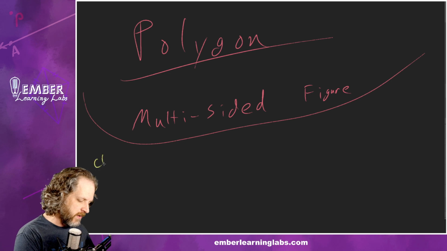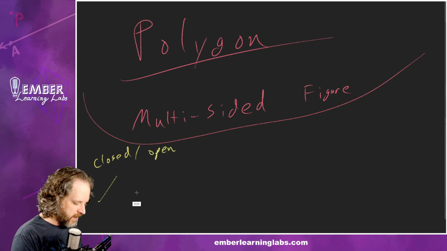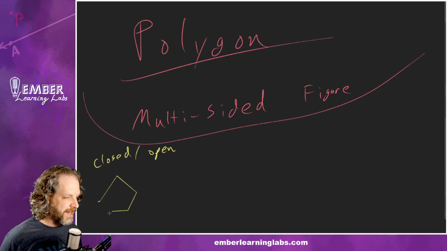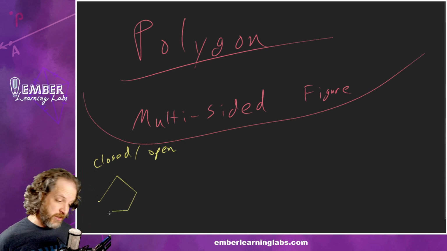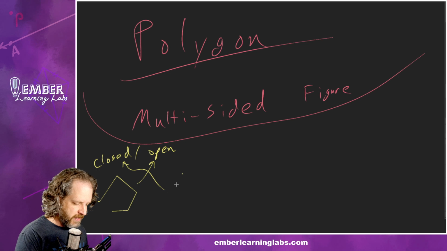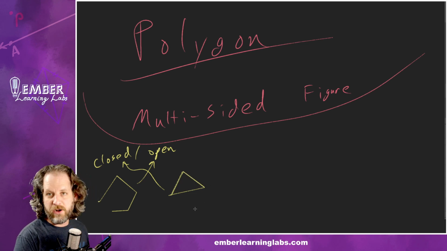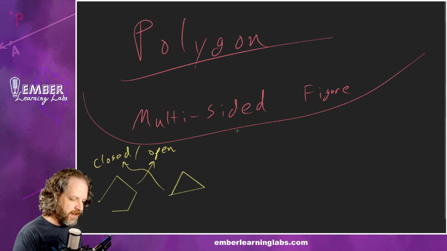And that's two actually. Closed versus open. An open polygon would be something like that. It's open, it's not closed all the way. So therefore, this is an open polygon. A closed polygon would be something like that, something that is closed. It has all the vertices connected, right?